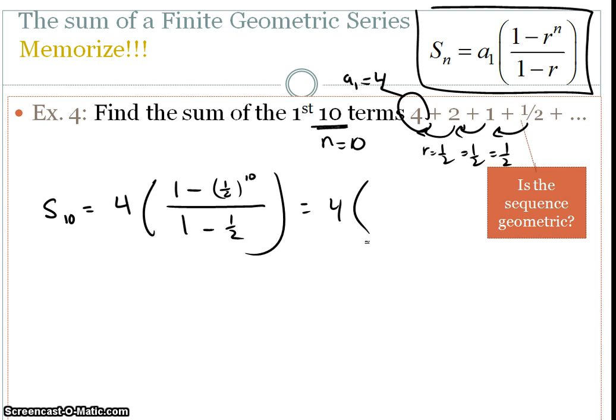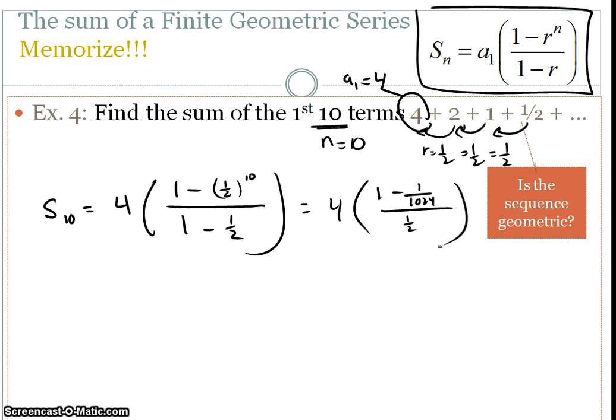Well, what's 1 half to the 10th? You can find out what that number is on your calculator. 2 to the 10th on your calculator is 1024. So this is 1 minus 1 over 1024, over 1 minus 1 half, which is 1 half.